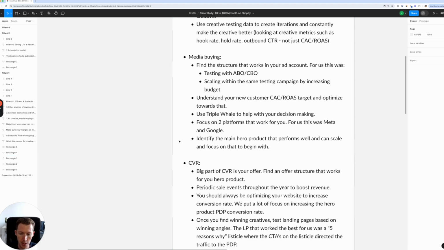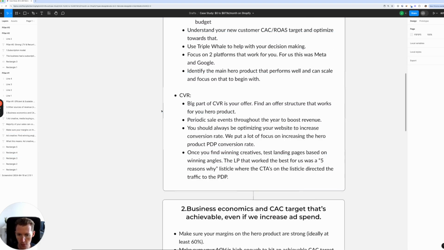Now on the conversion rate side, a big part of conversion rate is your offer. So find an offer structure that works for your hero product. An offer doesn't always mean a percentage discount off. It also means the structure of the offer itself. So as I'll talk about in a moment, we had a one-time and subscription option. We also had a price discrepancy against one of the main traditional ways of getting this product. But you also want to package your offer in a way, maybe you can add in some free gifts, find a different structure, and test different structures and find one that works best.